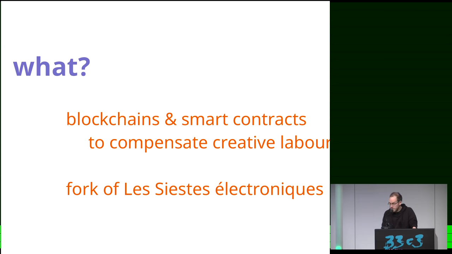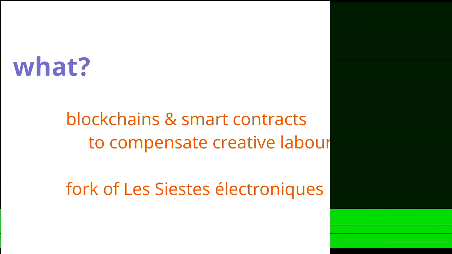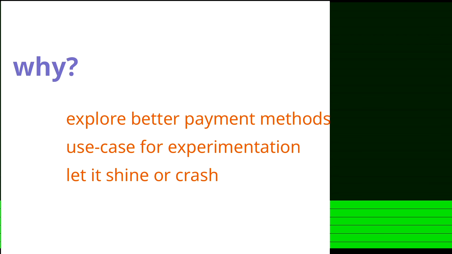Blockchains and smart contracts are touted as one way to have fair compensation in creative labor. We can also see it at this Congress, where we had 2 blockchain lightning talks and the Zcash talk by Pesco yesterday, which I highly recommend. And the whole setup we are running is basically a fork of Les Siestes Electroniques from Toulouse. Okay, a few people know about it. So why? We want to explore better payment methods in the future.